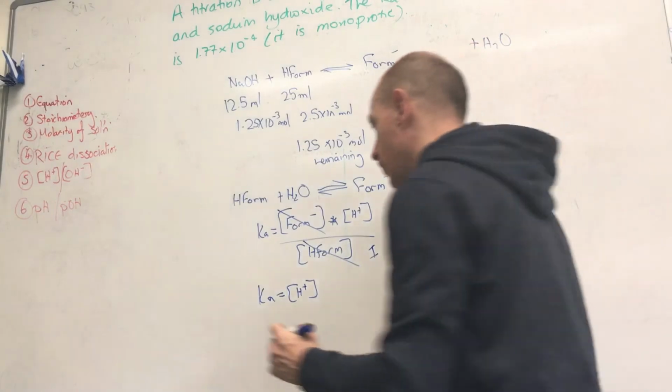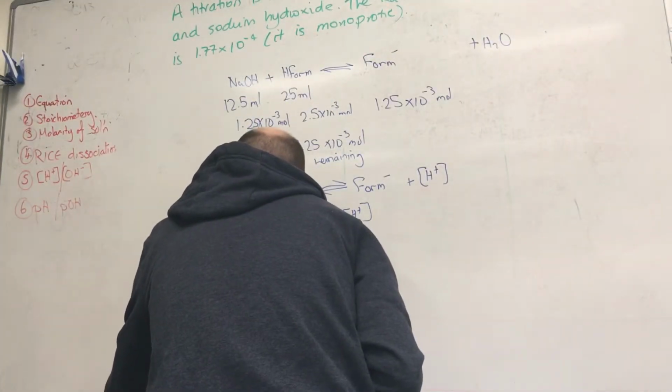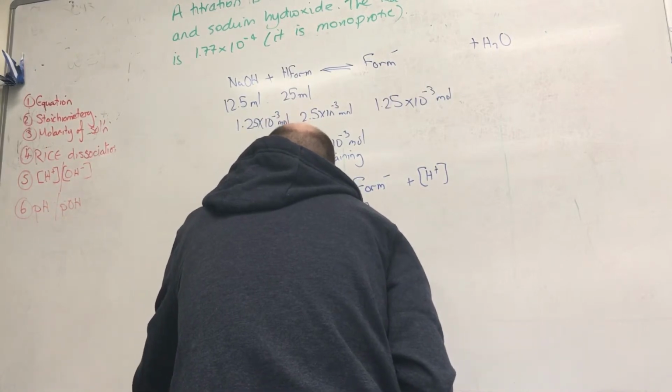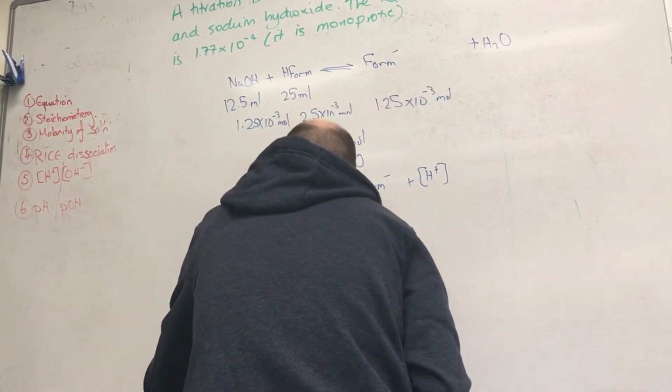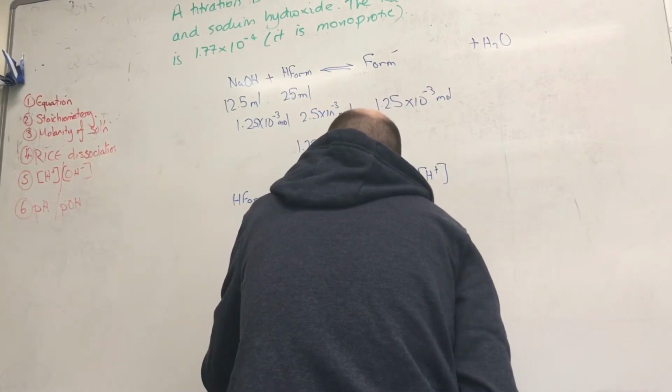So algebraically, that cancels out because that then equals divide by 1. So the Ka is equal to the concentration of H plus. And that means that the pH is equal to pKa, which is equal to negative log of the Ka.